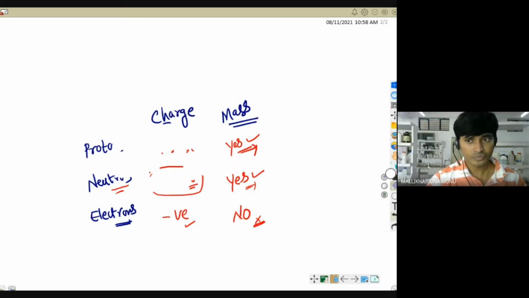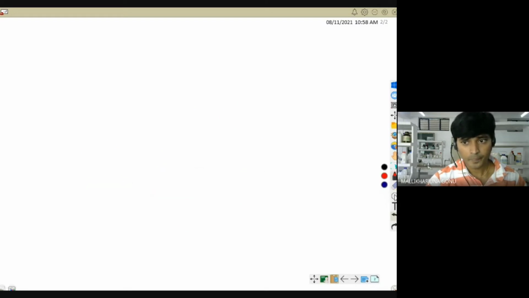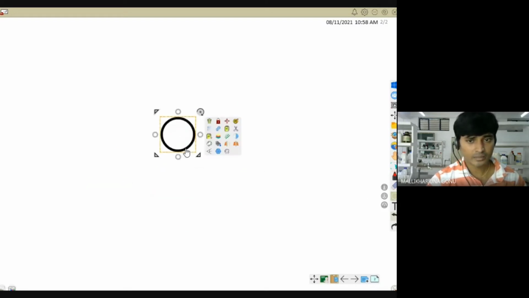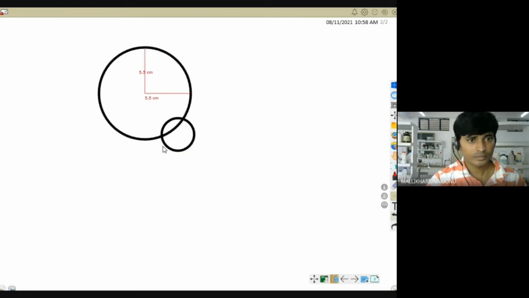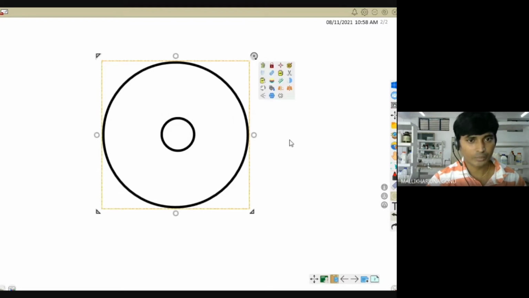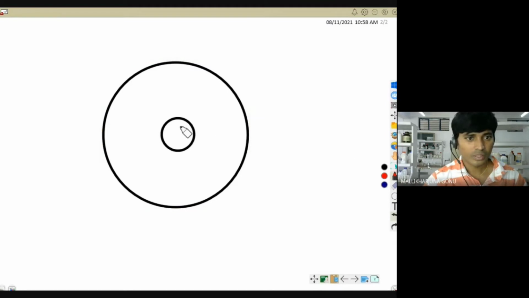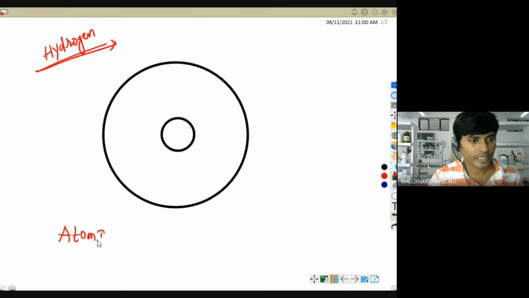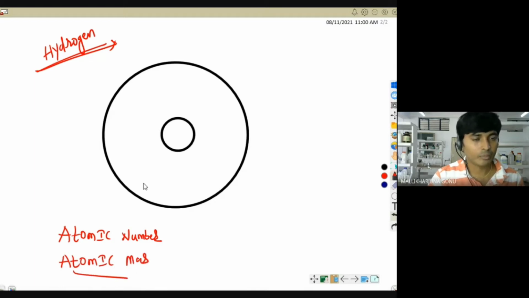Now what we will do: I will again draw the nucleus and the orbitals. We call them shells as of now. This is the nucleus. First let me talk about hydrogen. We will talk about the atomic number of hydrogen and the atomic mass. I am talking about only one atom.